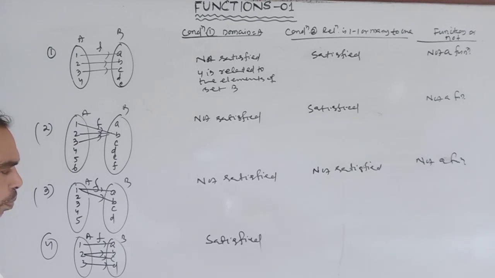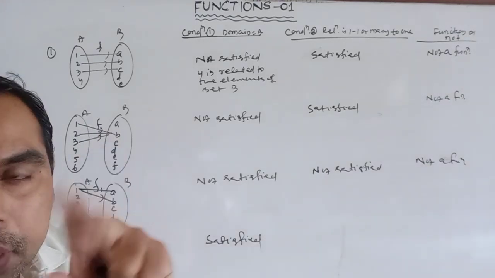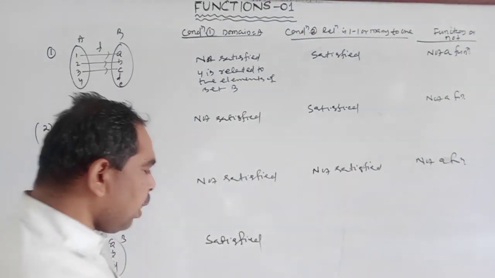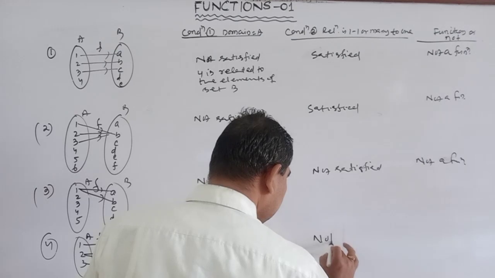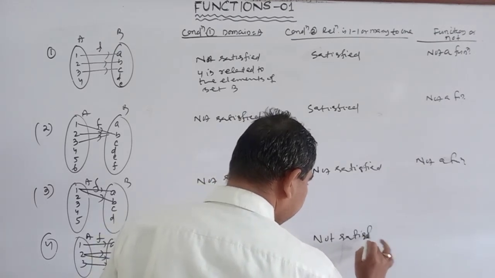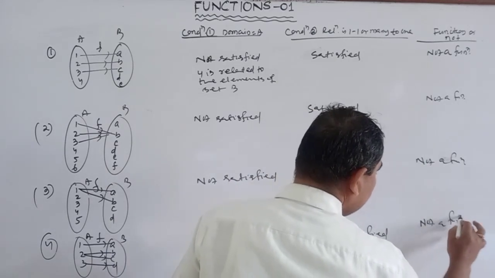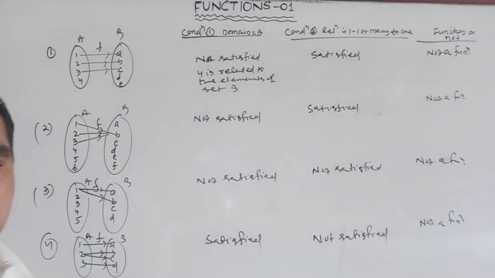Here condition 2 is not satisfied, because 2 is an element of set A, and 2 is related to B and C. This means 2 is related to more than one element, so it is a 1 to many relation. Not satisfied. So it is not a function, because it is a 1 to many relation. Okay.